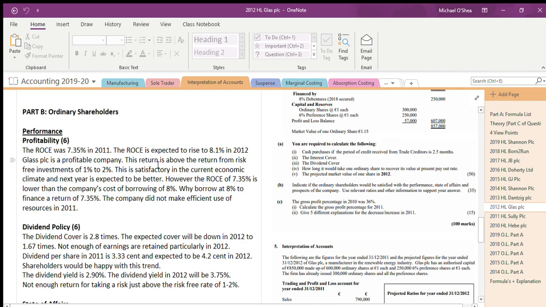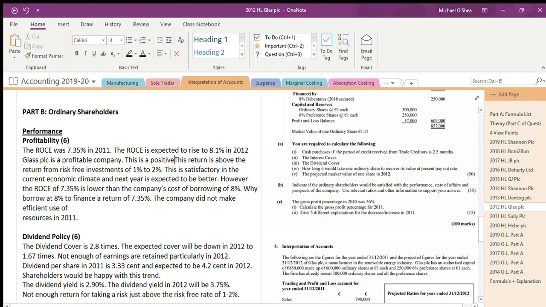This is a positive trend. So this return is above the return on risk-free investment of 1 to 2%, which is satisfactory in the current economic climate, and so on. So this is actually quite similar to the rest of it. It's lower than the cost of borrowing, which isn't ideal, so that would be problematic.